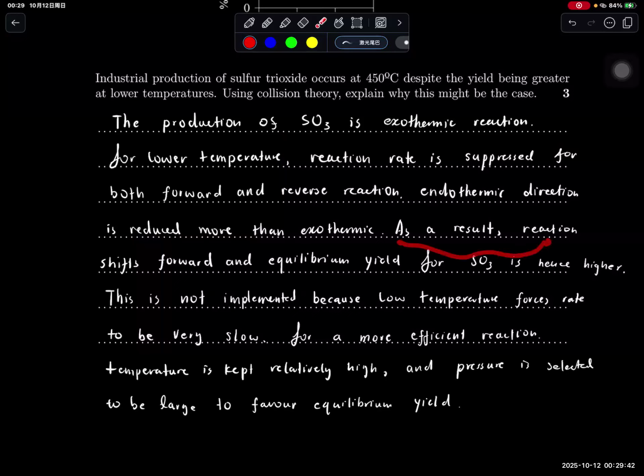So as a result, the reaction will shift forward and the equilibrium yield for SO3 is high. But this is not implemented because low temperature forces the rate to be very slow. So for a more efficient reaction, temperature is kept relatively high and pressure is selected to be large, in order to favor your reaction yield. So we don't get yield from temperature. We get rate from temperature, and we get yield from other sources.